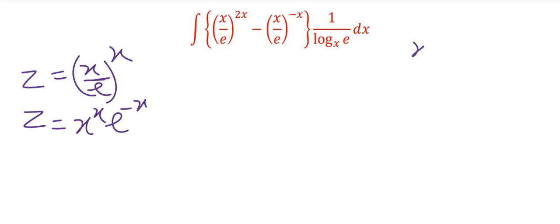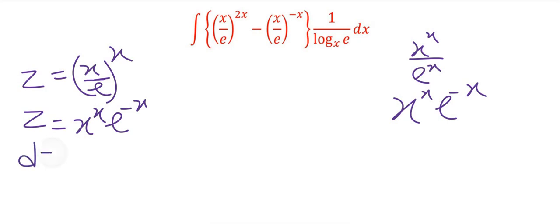What I've done there, x to the power of x, e to the power of x, everything inside takes the power. That's power law. So I want to write this as a multiplier, not as quotient, so I can be able to use product rule. Now in differentiating this, I'm using product rule with z with respect to x.